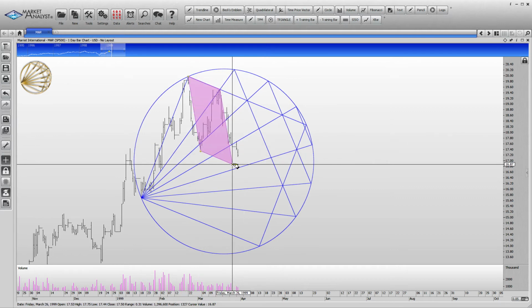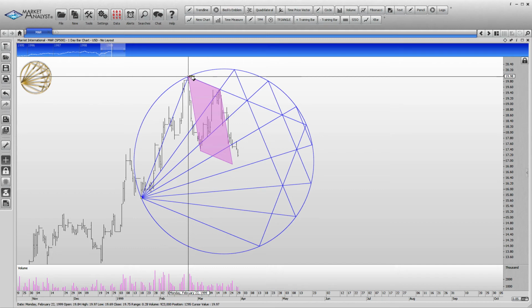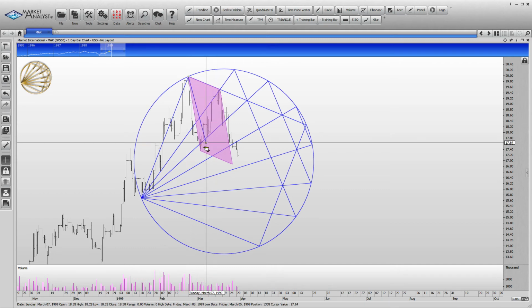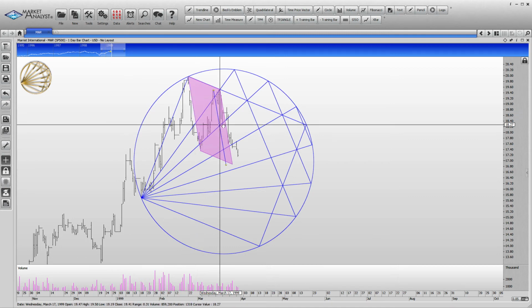Okay, there's the quad. Another quick way of doing the same thing as this quad, finding out if the tip of the quad gets to one of the angles, is simply drawing a trend line from A to B and then dragging that over here like that, so you can see how that works, right? Let's get rid of that.